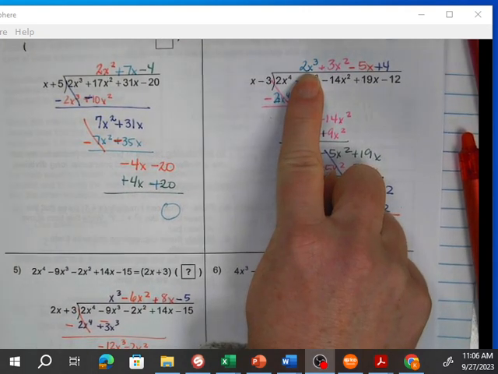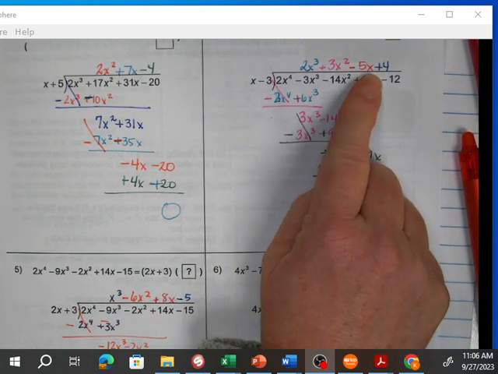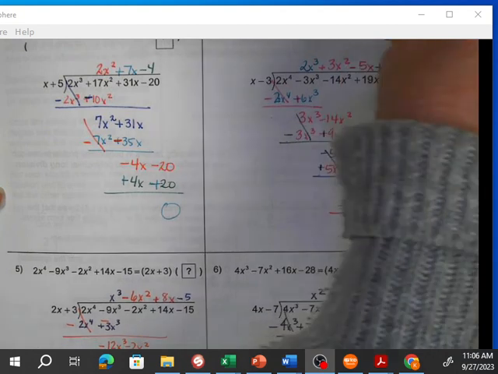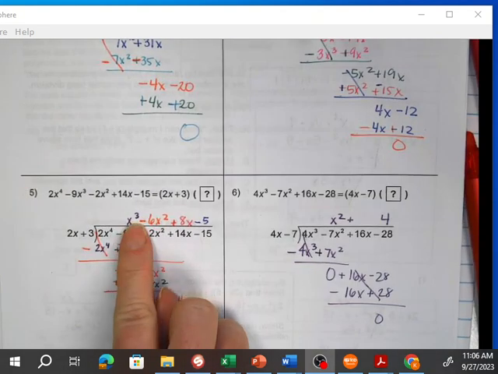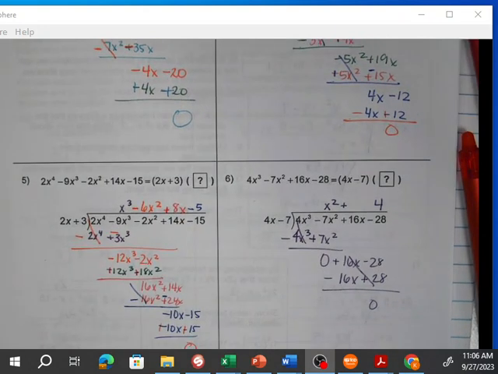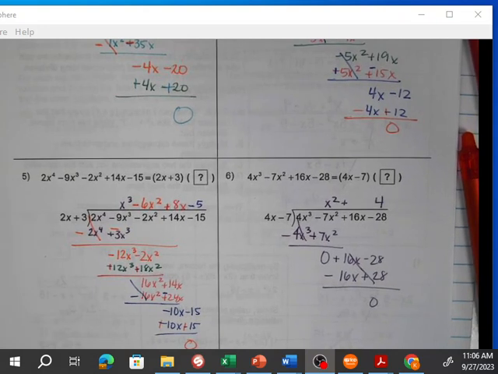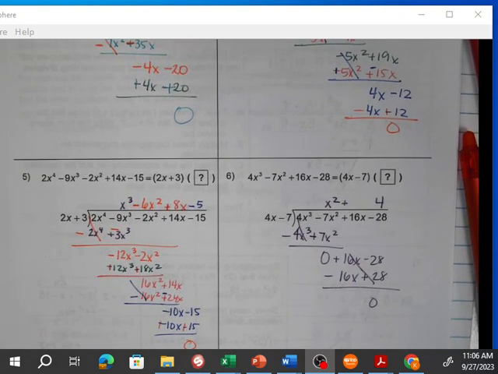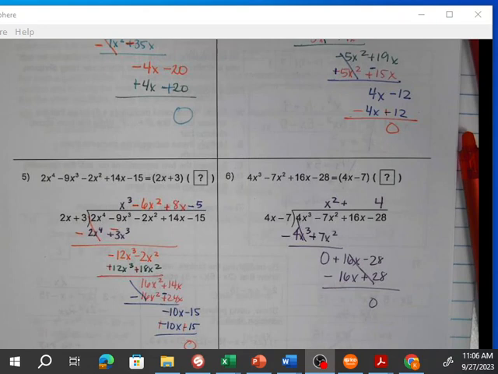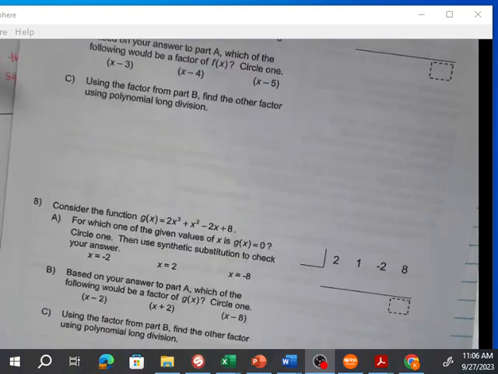On 4, I got 2x cubed plus 3x squared minus 5x plus 4. On 5, I got x cubed minus 6x squared plus 8x minus 5. And on 6, they end up zeroing out before, and so you get x squared plus 4. You don't have a linear piece on this one. It's just x squared plus 4. Are we all good? Is everybody okay? Okay. Awesome. That's polynomial long division.